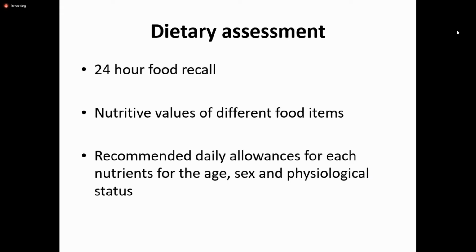In the first class we discussed the nutritional requirement according to age, and also the calorie or protein values of different food items. So you need to remember these. And we compare with the recommended daily allowance, whether it is normal or low, and we can plan accordingly.